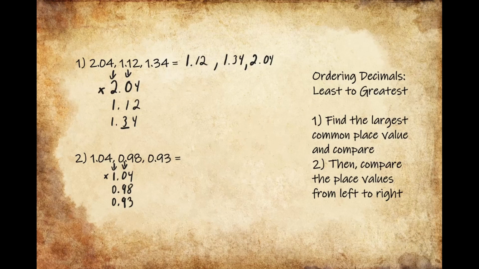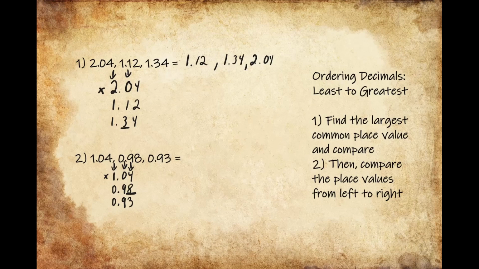So we're going to go ahead and now move into the hundredths place and compare the digits in our hundredths place. And in 98 hundredths, we have a value of 8 in our hundredths place. And in 93 hundredths, we have a value of 3 in our hundredths place. And obviously 8 is a number that's greater than 3, so we know that 98 hundredths is going to be our second greatest decimal here.